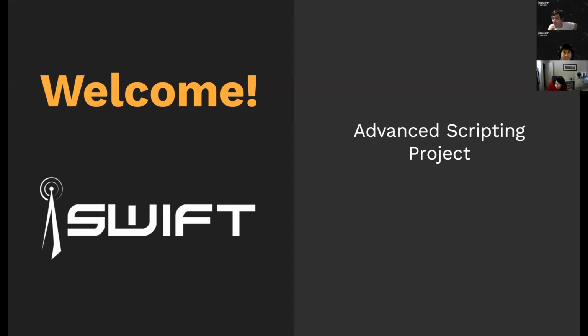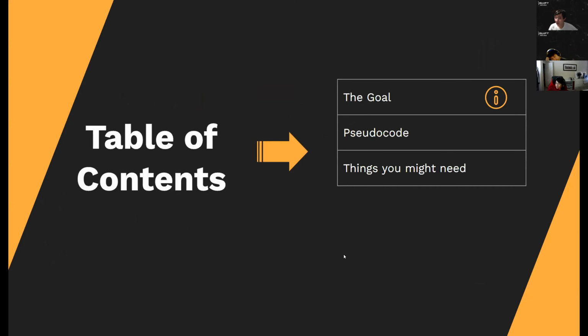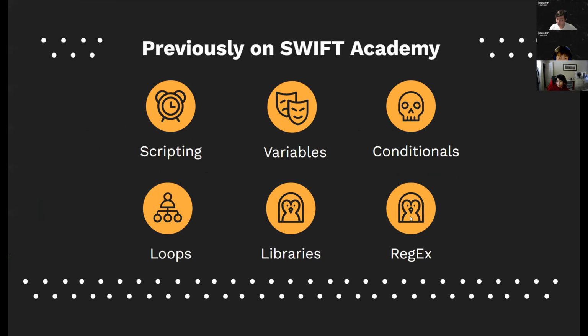Yep. Okay, great. Well, everybody, welcome to the Advanced Scripting Project. Today we will be creating a script to install a LAMP stack. So basically this is what we're going to do. We have a goal, a basic pseudocode that shows you the structure of how this program is supposed to work, and then some things you might need in order to complete this project.